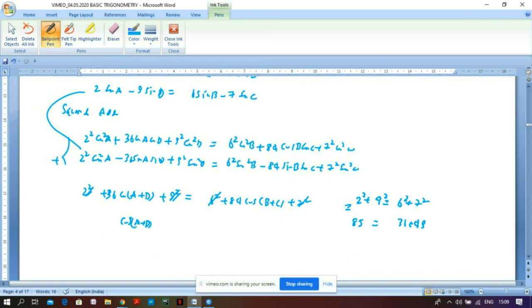So I'm getting cos of A plus D over cos of B plus C is 84 over 36. And there is some common factor like 12. So 12 times 3 and 12 times 7. So I'll get the answer as 7 over 3.